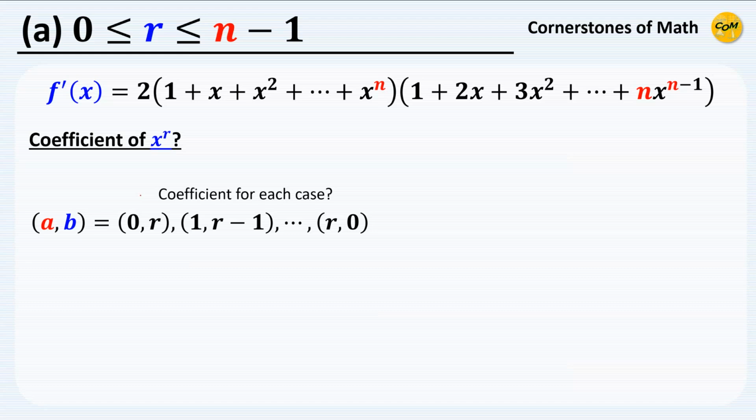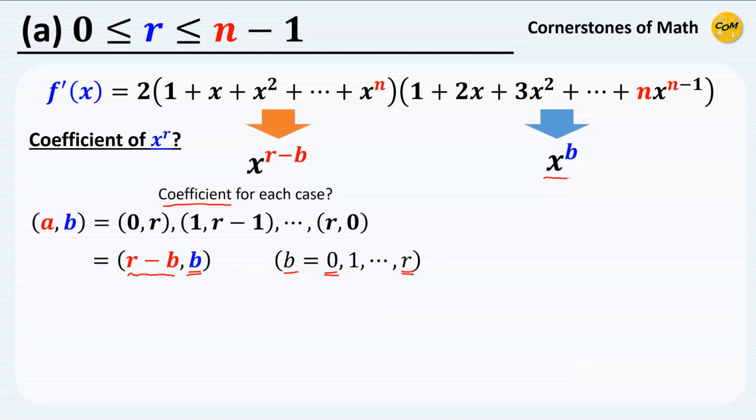Therefore, in order to find the coefficient of x^r, we must examine the coefficients for all of these cases and add them up. But we can handle them all at once by introducing a general expression, where we denote b as just b, but denote a as r minus b, where b goes from 0 to r. This is equivalent to choosing the x^b term from the second factor and the x^(r-b) term in the first factor. If we think about the coefficients, the coefficient for the x^b term is b + 1, and the coefficient for the x^(r-b) term is simply 1.